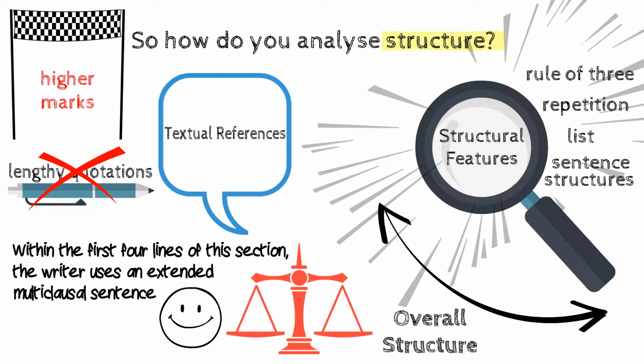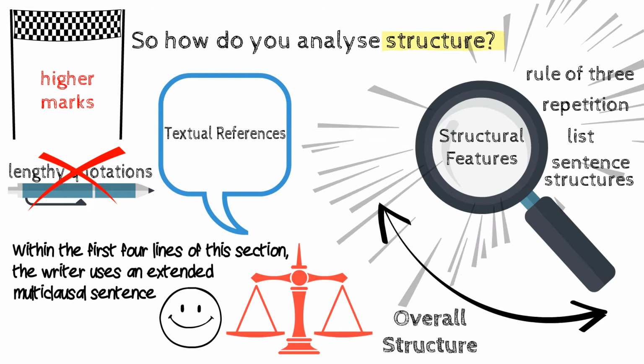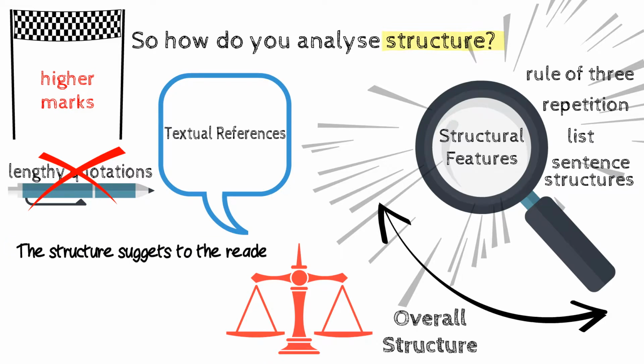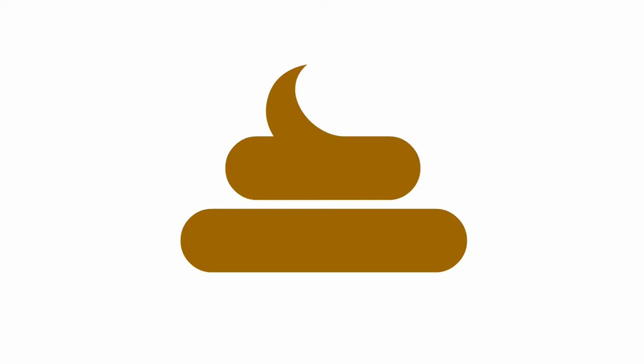However, it is vital that you analyse the effects of the structural features. For example, within the first 4 lines of this section, the writer uses an extended multi-clausal sentence to convey the speed of his actions, reflecting his panic. The structure suggests to the reader that the narrator can barely stop for breath as he tries to free himself from the creature's hand.